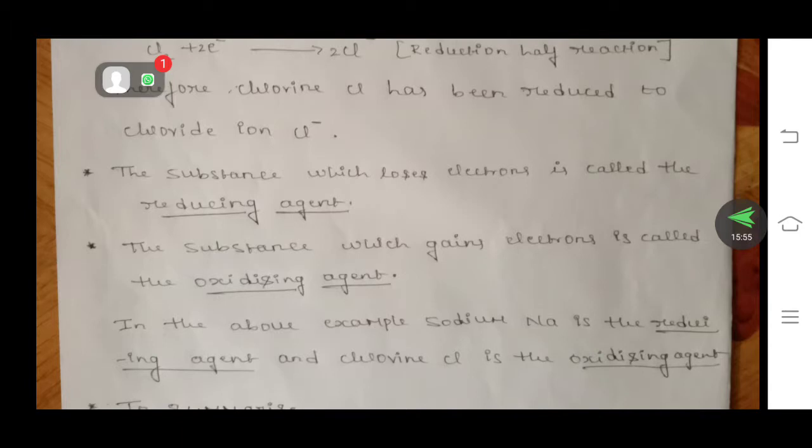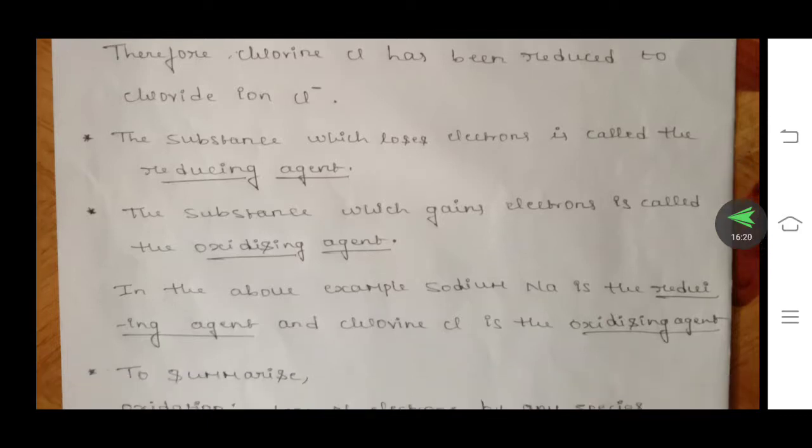The substance which gains electrons is called the oxidizing agent. So agent is different. Reduction is different, reducing agent is different. The substance which loses electrons is called the reducing agent. So that means the reducing agent is undergoing oxidation, opposite.